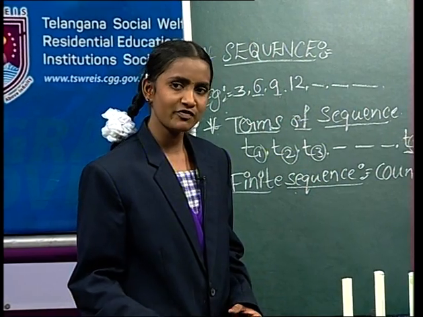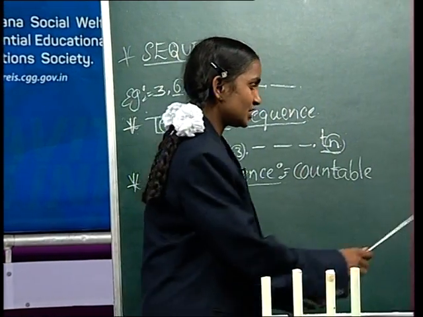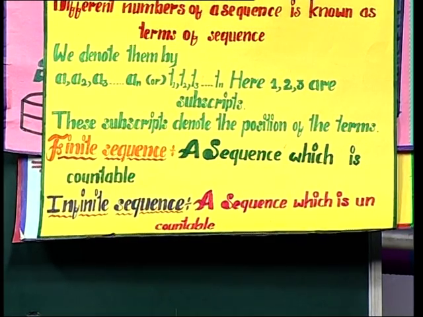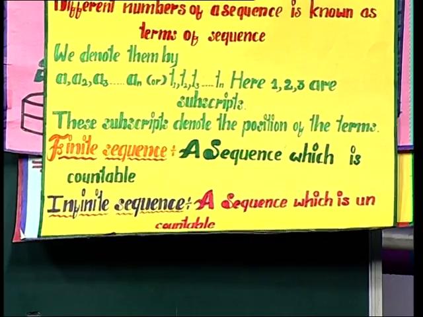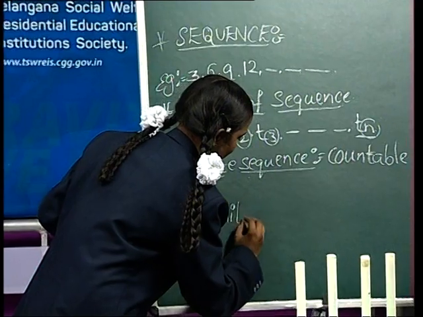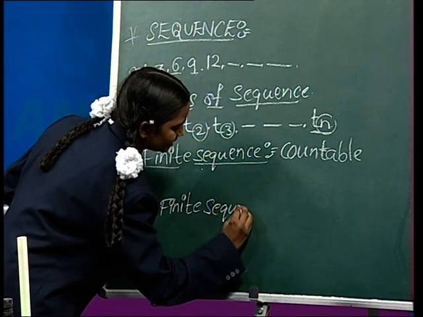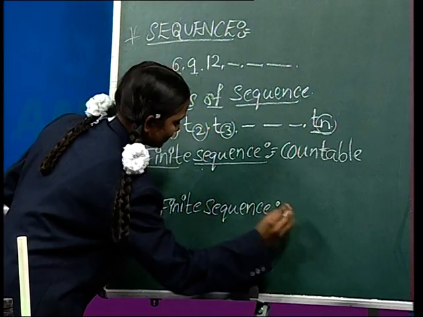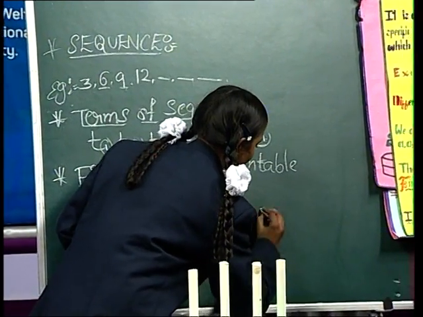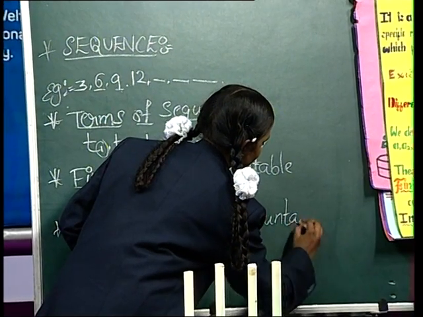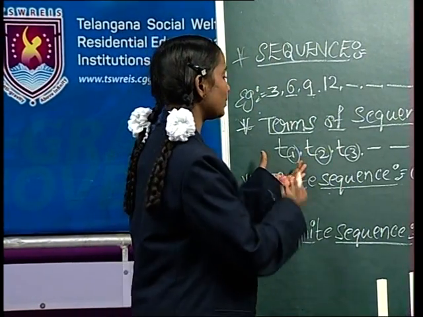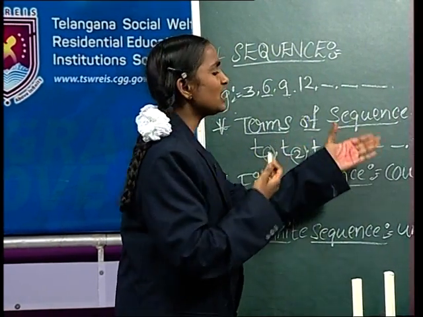Now, let us move to infinite sequence. The sequence which is uncountable is known as infinite sequence. What do we mean by infinite sequence? The sequence which is uncountable is known as infinite sequence. Here example T1, T2, T3 and so on.